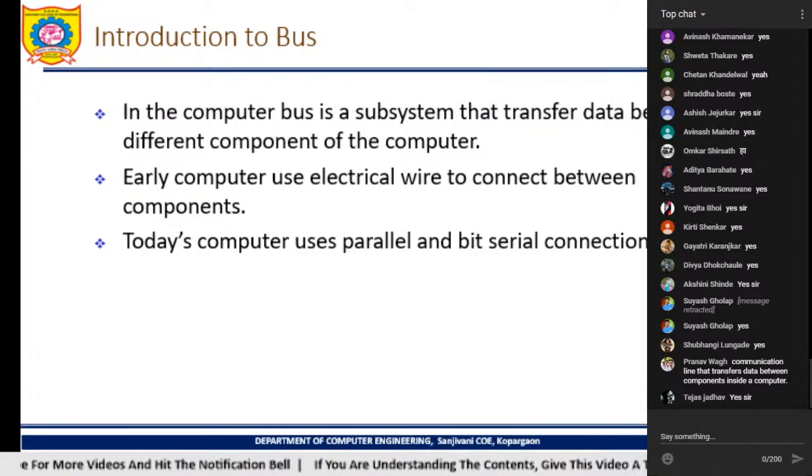Okay, so this is just an introduction to bus. A bus is a subsystem that is used to transfer data between devices. In earlier days it was done by wire, nowadays it is mostly wireless. Your Bluetooth is a wireless technology that transfers data between two devices. Wi-Fi is a wireless communication platform, you can say, through which you can transfer data, or you can use multiple devices on Wi-Fi.